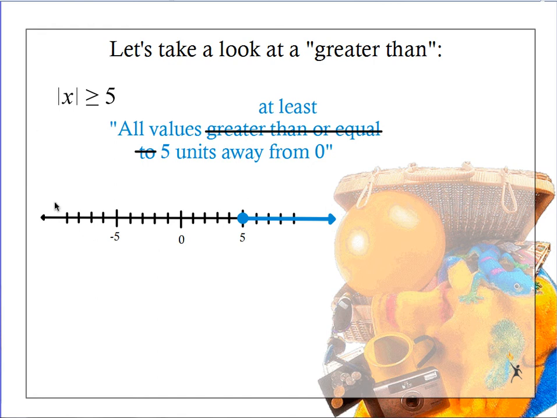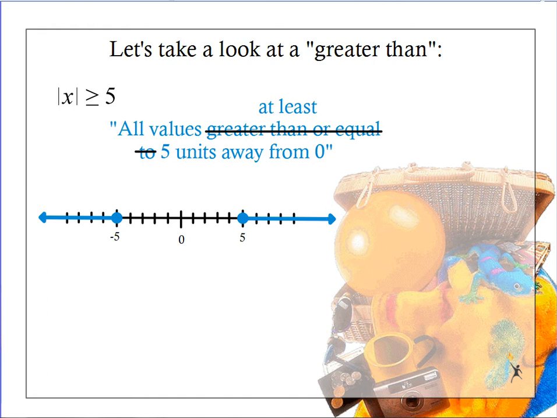To the left of 0, the first value that's 5 units away is -5. -6 is more than 5 units away from 0. -10, -50, those are all more than 5 units away from 0. So to the left, I start with a solid dot at -5 and shade to the left. Everything shaded in blue now is at least 5 units away from 0 on a number line.